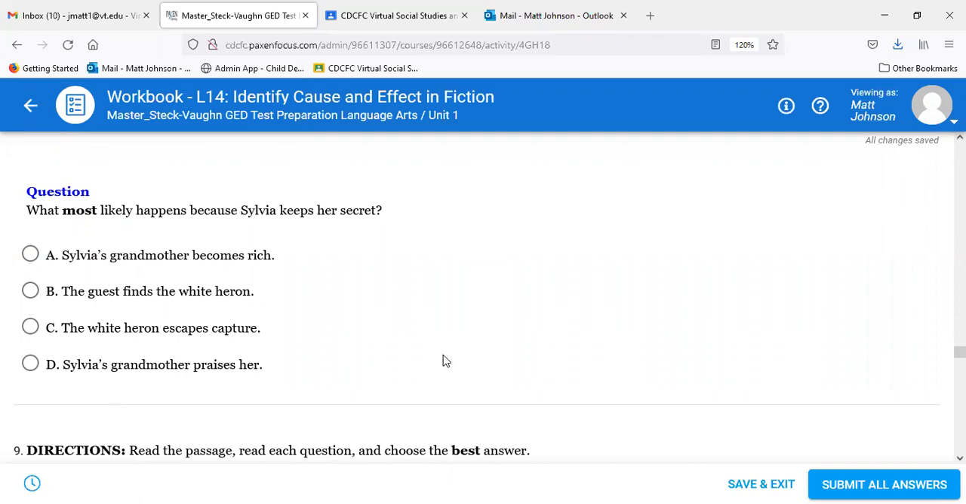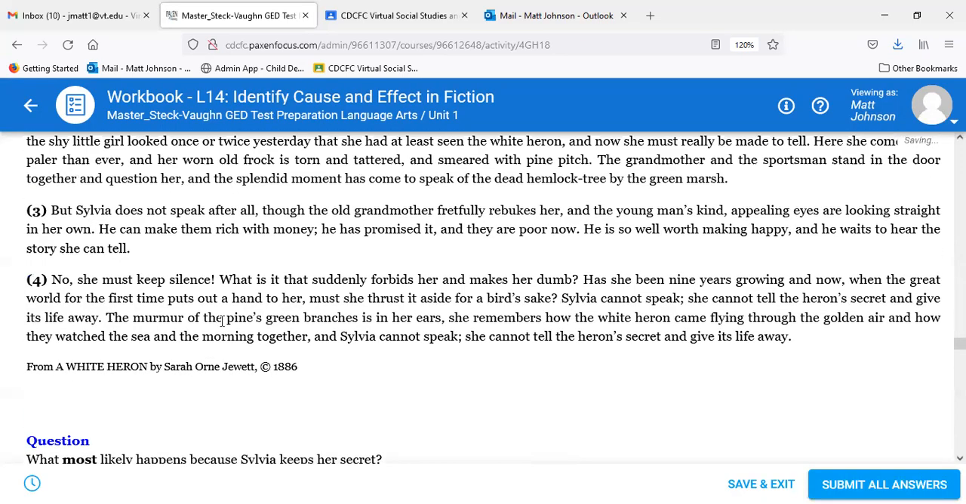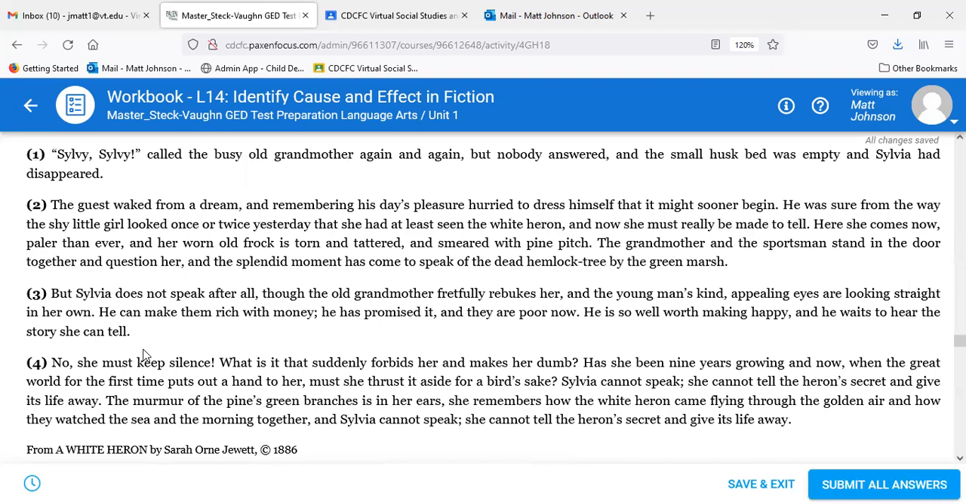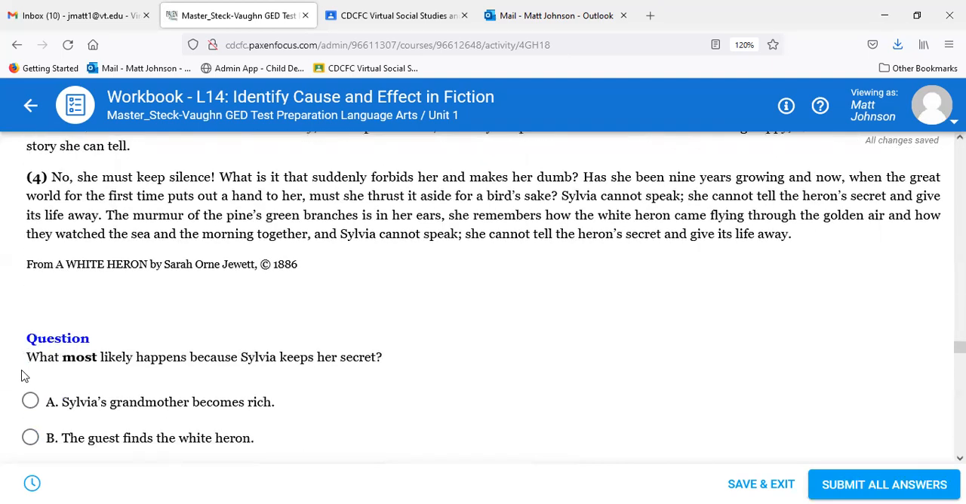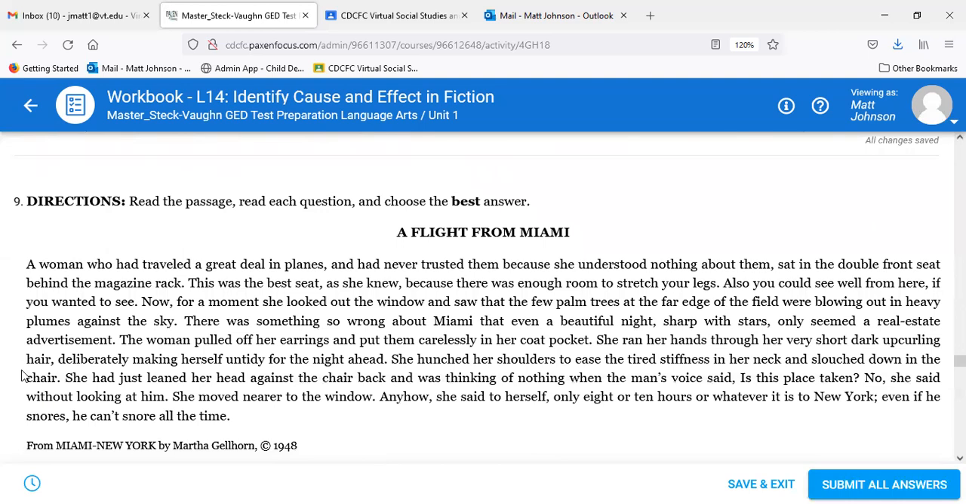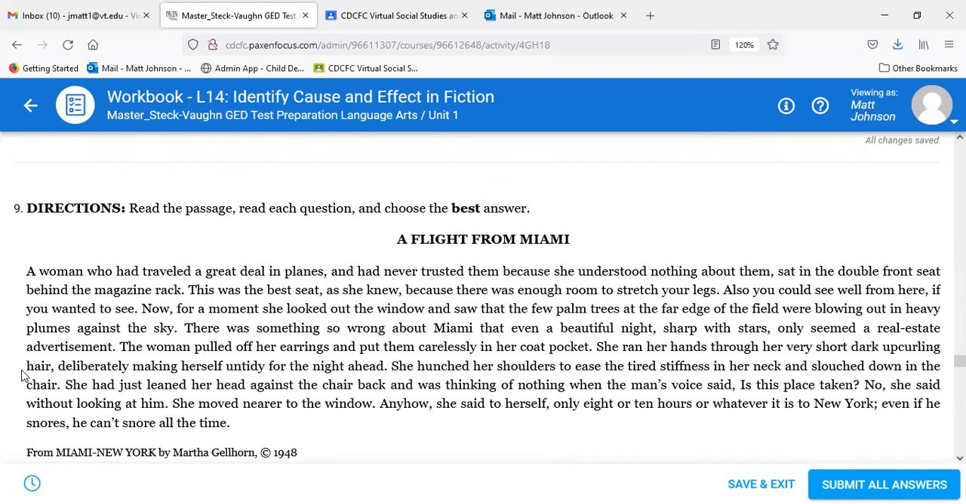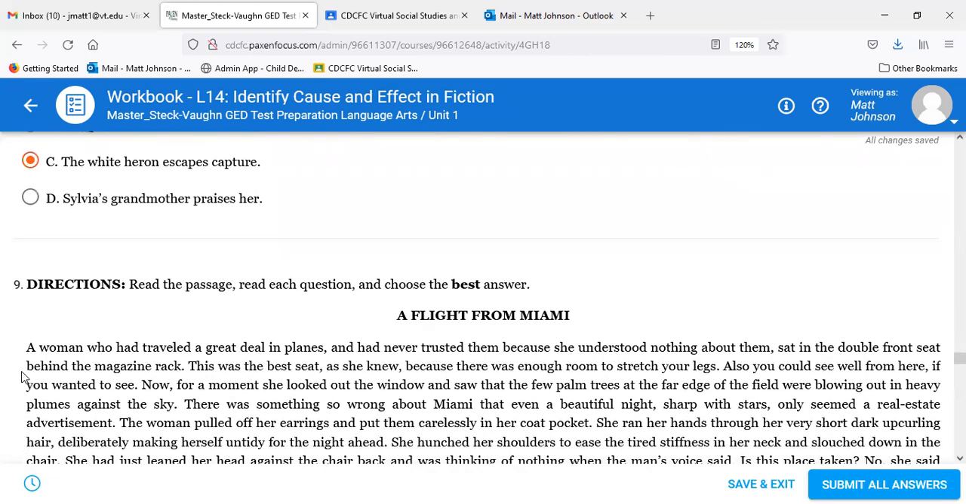Is it D? C here, right? The heron escapes capture. Right, number 8, C. All right, C. All right, 9. I'll go ahead and read here.